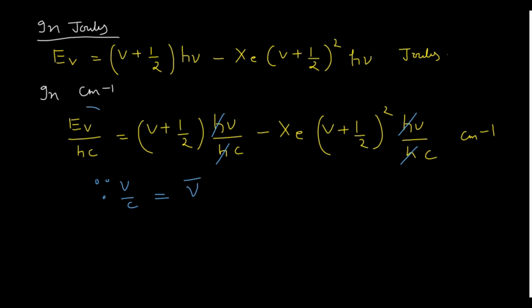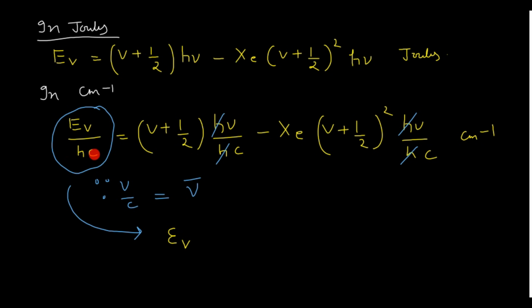So this equation I can write as epsilon v, and the viewers should understand this thing. This epsilon v is basically the vibration energy divided by the Planck's constant and the speed of light. This is something very, very important. There is a difference between E and epsilon. Whenever you write epsilon, it clearly indicates that you have divided your energy by the Planck's constant and the speed of light.